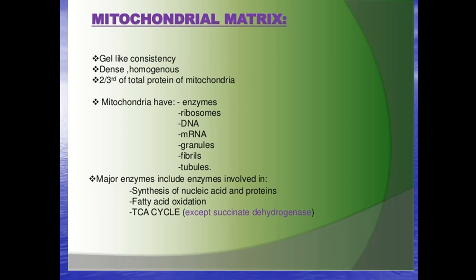Almost 2/3 of total protein of the mitochondria is found in the mitochondrial matrix. In addition to this, the matrix also has enzymes, ribosomes, DNA, messenger RNA, granules, fibrils and tubules.